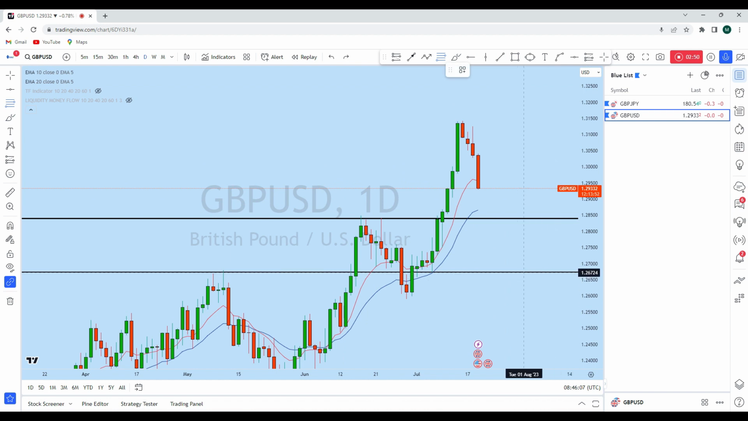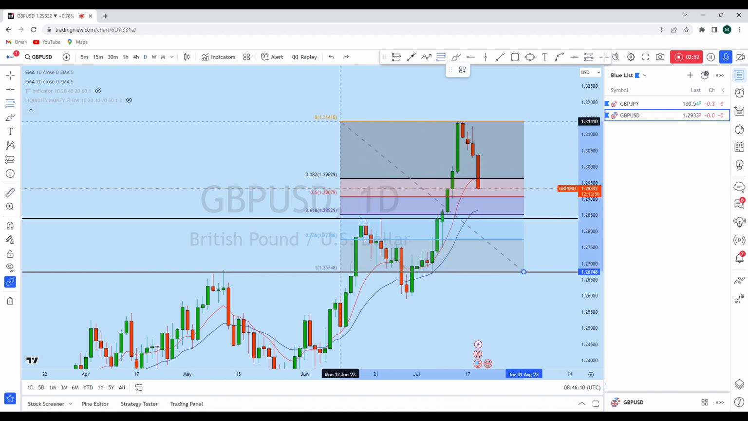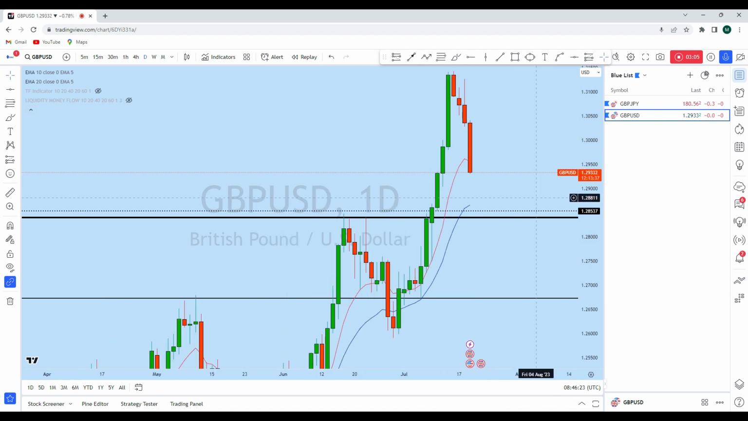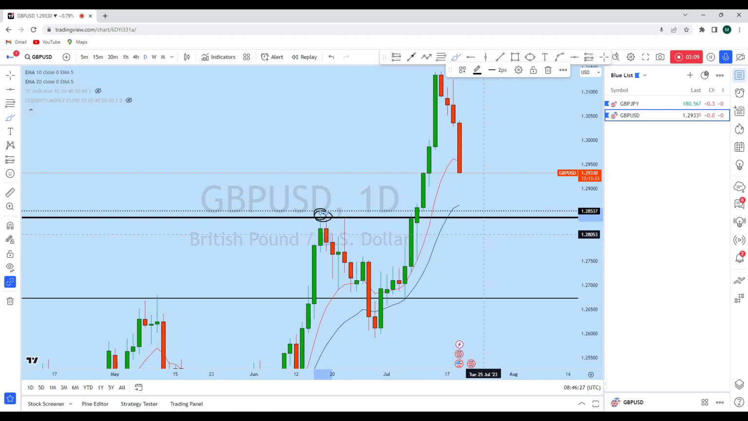Now if we place our Fibonacci from the start of this move to the end of the move, we can see that the price is currently approaching this golden ratio of Fibonacci, which is the 61.8% Fibonacci level. Now, if we compare this confluence with other areas of value, we see this is the previous swing low, which is the previous resistance turning support here, and also you see there is a daily 20 EMA.